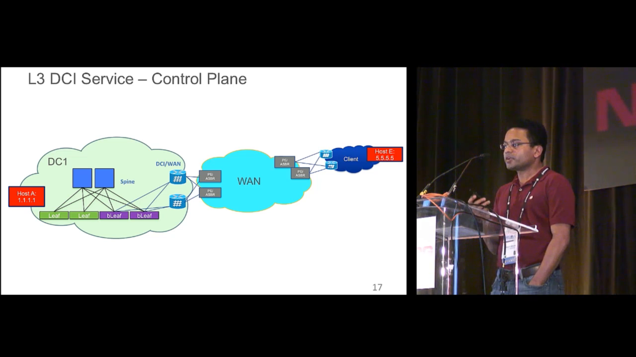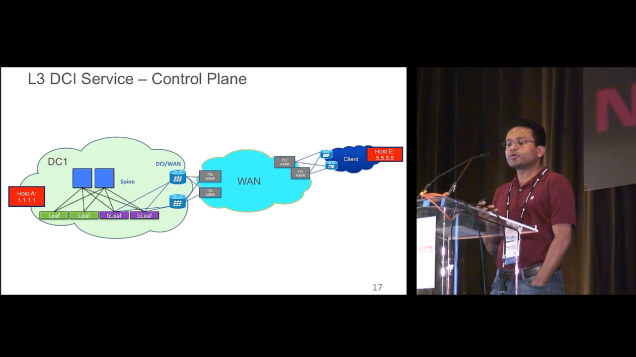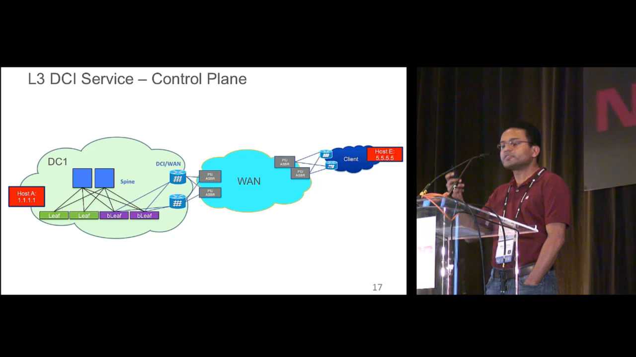With BGP EVPN already running in the data center, we are able to figure out whether the host is present within that same data center or not. If it's not present in that data center, then that host route is sent out to the border leaf. The border leaf is the exit out of the data center, which is connected to the data center interconnect.